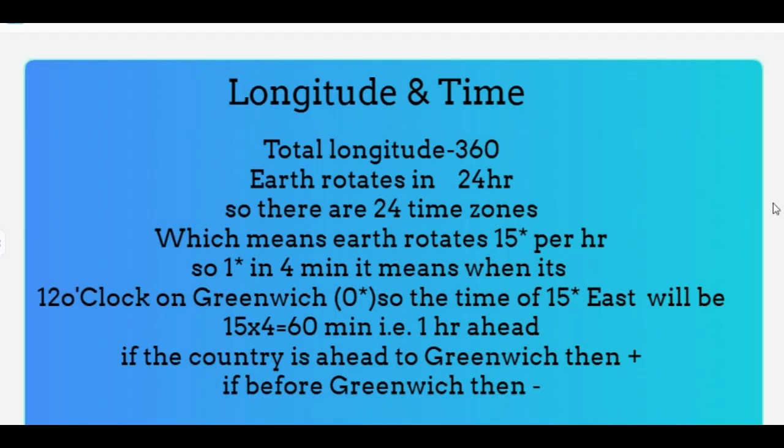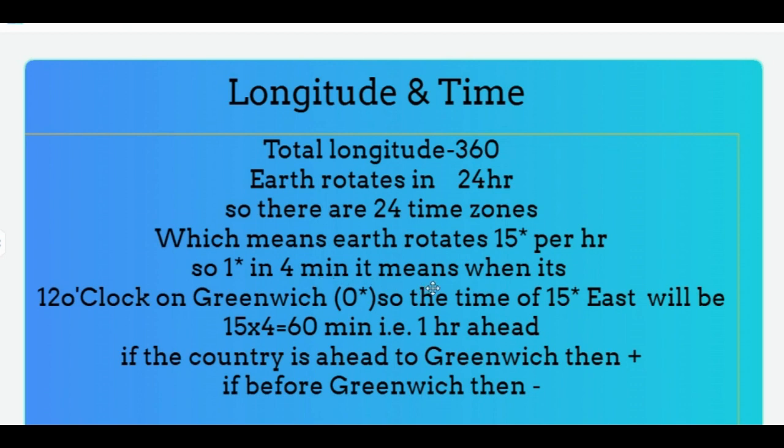Our next topic is longitude and time. As I told you, the total number of longitudes is 360 and Earth rotates in 24 hours. So there are 24 time zones on the Earth, which means that Earth rotates 15 degrees per hour. It means 1 degree in 4 minutes.